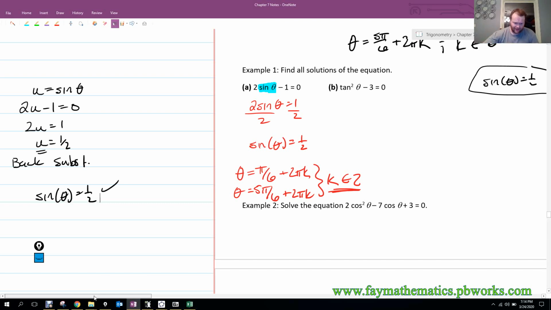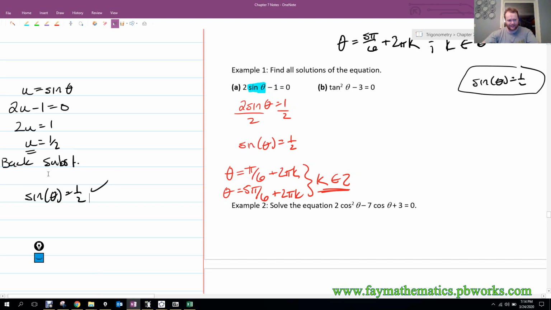And so this is huge. This is understanding, when we get to this point, our inverses and our unit circle, and that's predominantly what we spend most of our time on in chapter 6, so that when we get to this stage in our equations, we have that background of knowledge of what to do next to actually solve for theta.